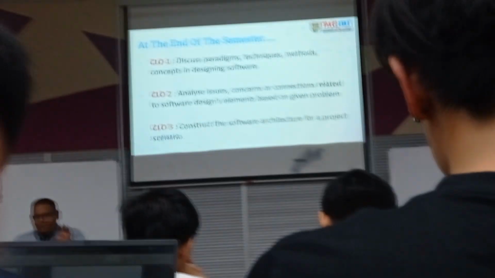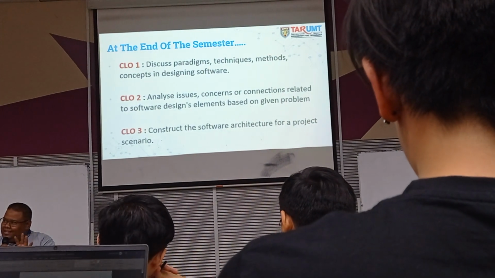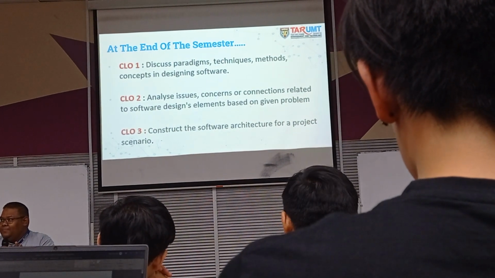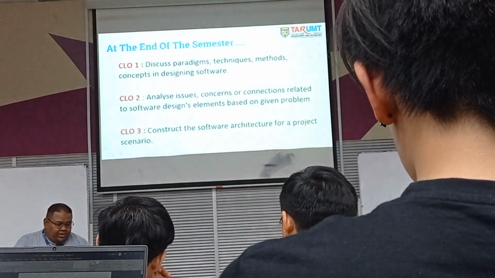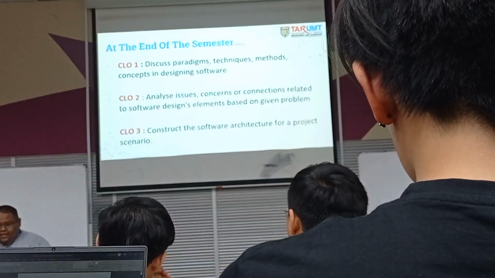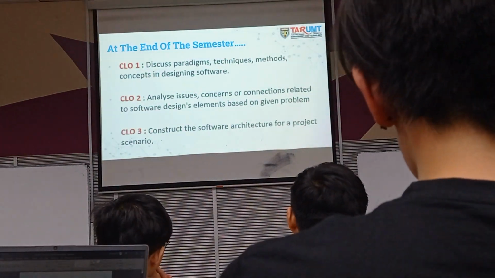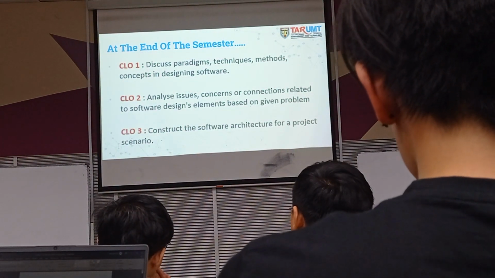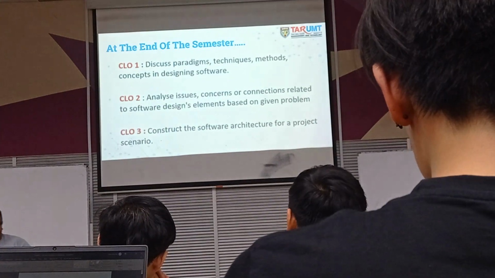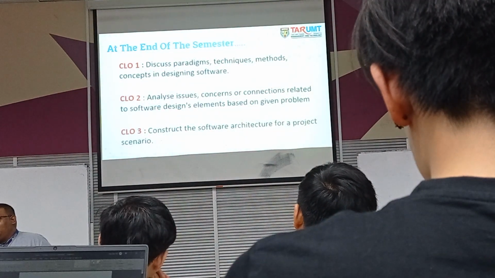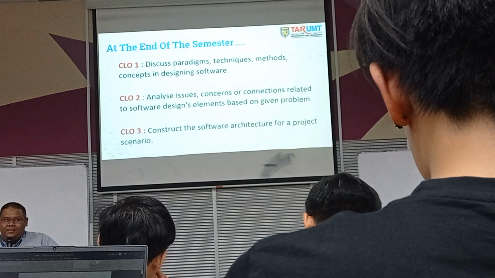Come up with a solution that everybody agrees on, but not necessarily complete. Okay? Right, and then number 3, to construct a software architecture. So by the end of this semester, you should know how to design an architecture for a software. Simple. 3 things, 9 chapters.